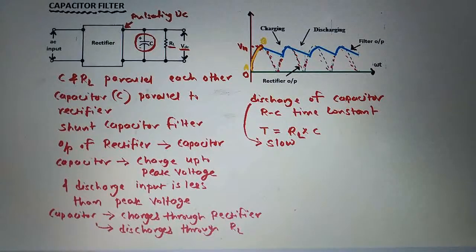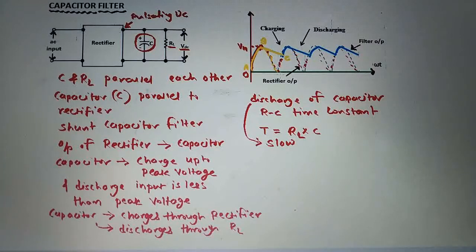And when the output voltage of the rectifier decreases from the peak value to the minimum, then the capacitor starts discharging through the load resistance RL, and it discharges slowly. See here in this waveform, this portion from point B to point C. When the output voltage of the rectifier decreases from its peak value to its minimum, the capacitor starts discharging through the load resistance RL, and it discharges slowly, and that has been shown here with the portion BC.